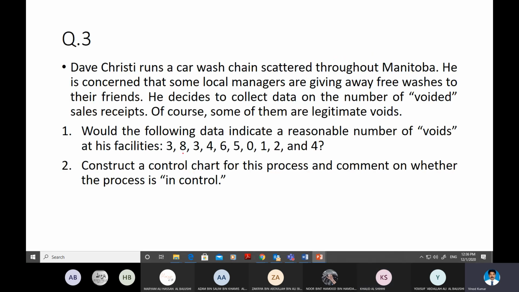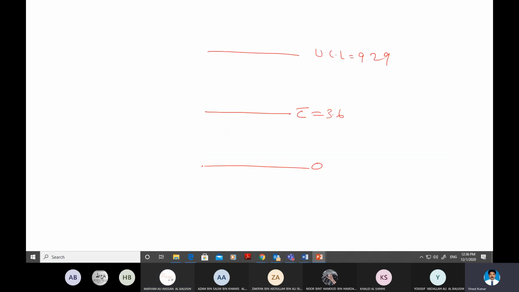Now we need sample numbers 1, 2, 3, 4, 5, 6, 7, 8, 9, 10. So we will put 10 here. The last one becomes 10. It is crossing this side, but we can adjust it later. Whenever you draw it, you can use a ruler and adjust it. So this is the control limit.